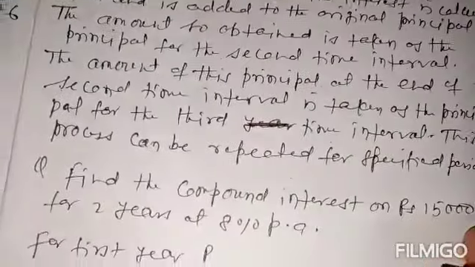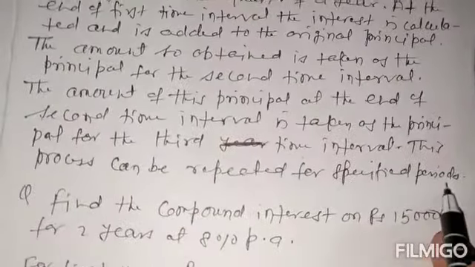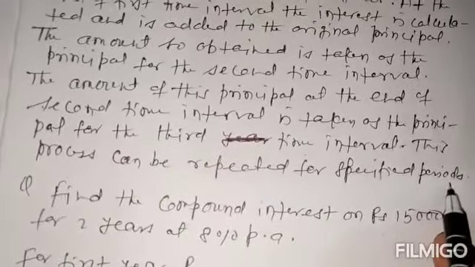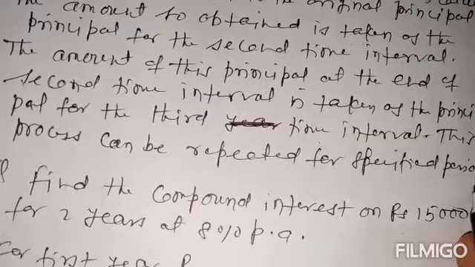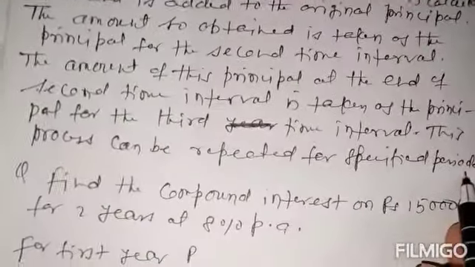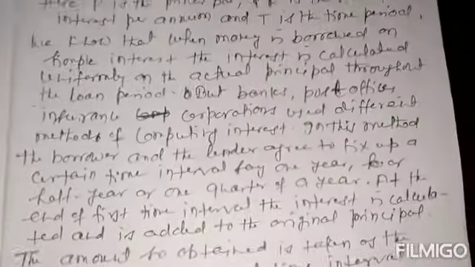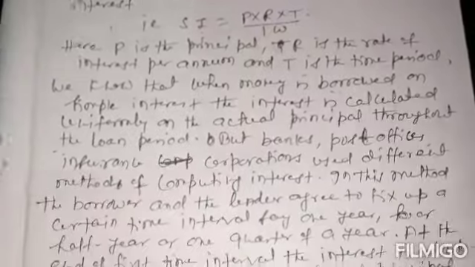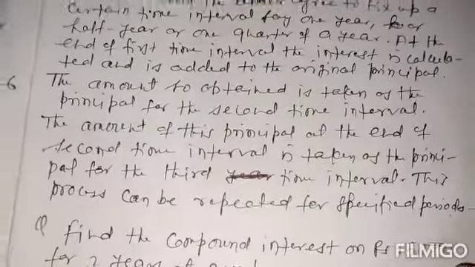It means when SI is found for 1 year, then when it is added to the principal it becomes the amount. This amount at the end of the first year becomes the principal for the second year, and then simple interest for the second year when added to the principal becomes the amount at the end of 2 years. This amount at the end of 2 years becomes the principal for the third year, and so on.